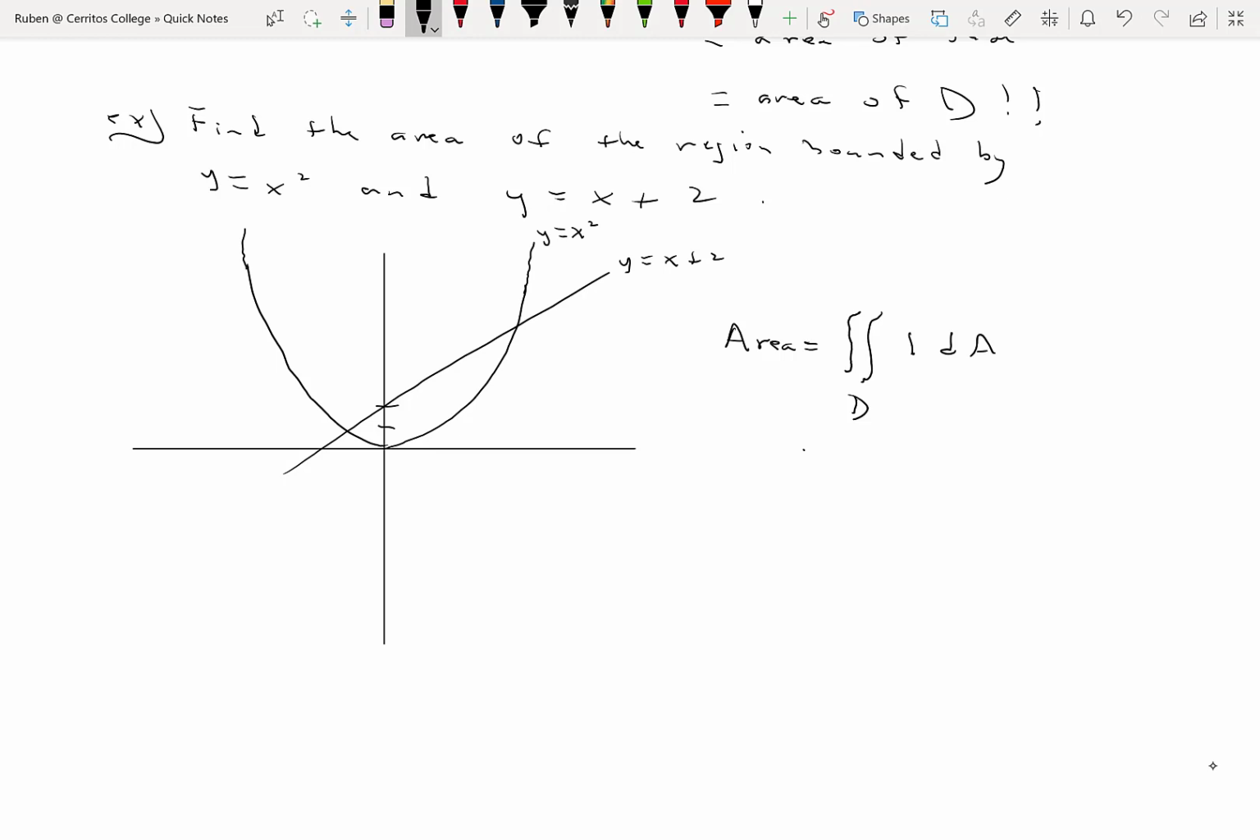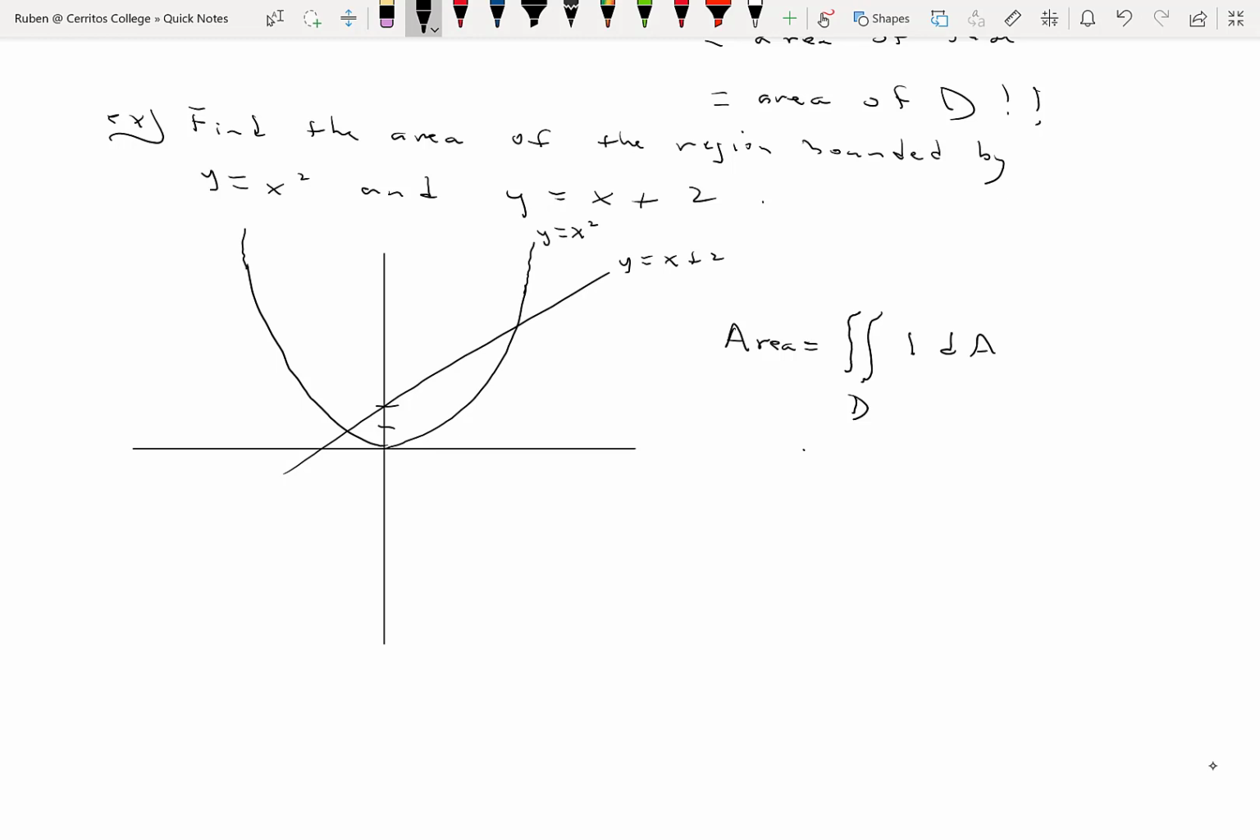The only thing left for us to do before we dig into the area, actually finding it numerically, is decide if we want to interpret this as a type 1 or type 2 region. We're going to do both. One of them will produce an integral that's nice, quote unquote. One of them will produce an integral that's not so nice. Let's take a look at both.